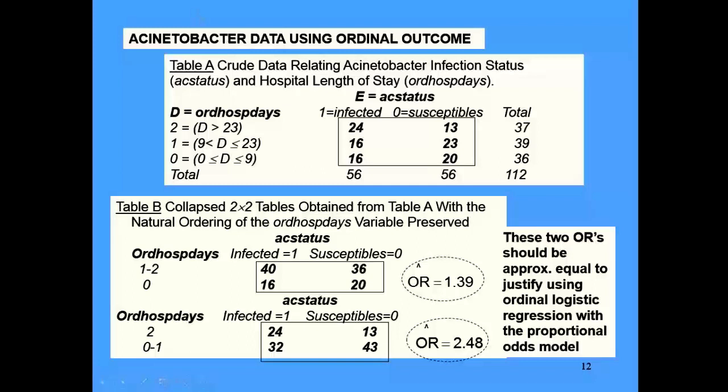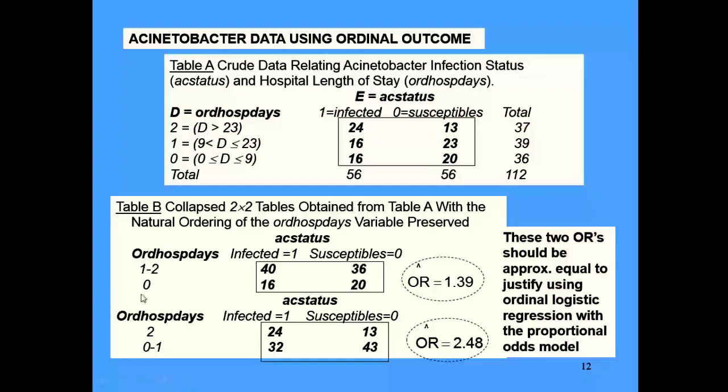Notice what I haven't done is combine 0 and 2 and compare it to 1. Why didn't I do that? Because that messes up the ordering. If I go 0 and 2 versus 1, that's not allowed. I can only keep the ordering if I want to do this.